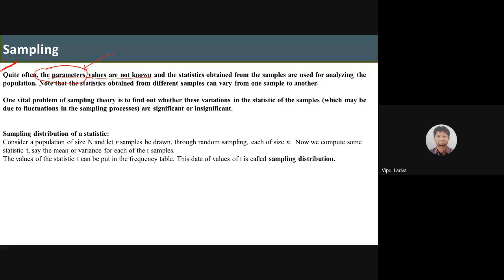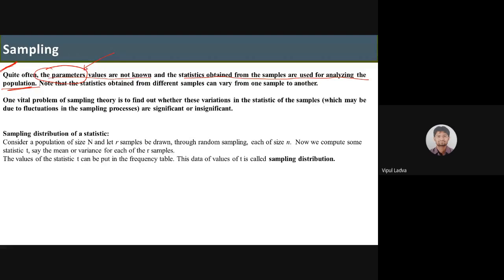Suppose I'm considering the Marwadi University students as a population, and I'm not aware of the mean related to the height. So quite often the parameter values are not known. ज्यादातर नहीं पता रहती हमको कि पॉपुलेशन के लिए मीन क्या है, नहीं पता है, पॉपुलेशन के लिए स्टैंडर्ड डेविएशन क्या है, नहीं पता है. And the statistic obtained from the samples is used to analyze the population.